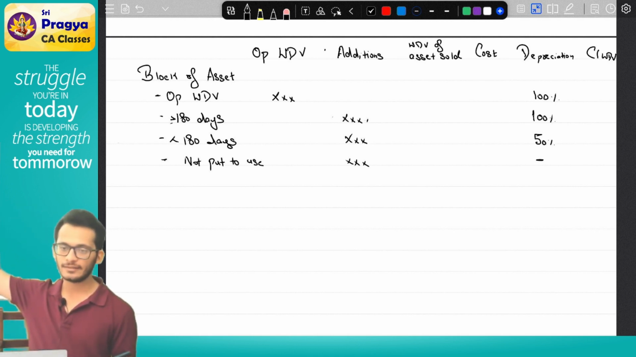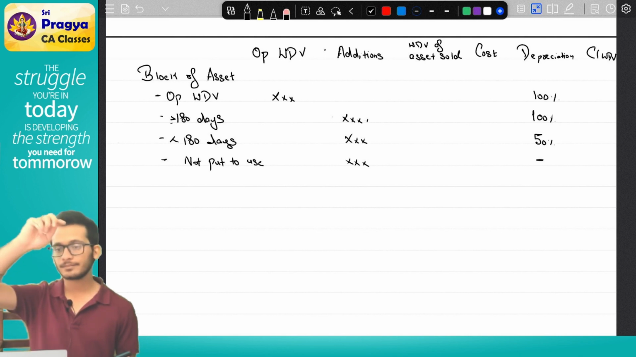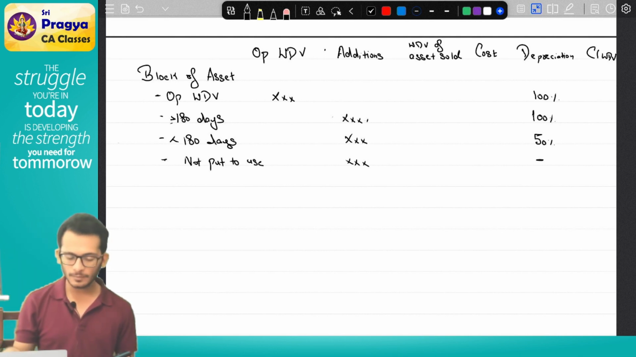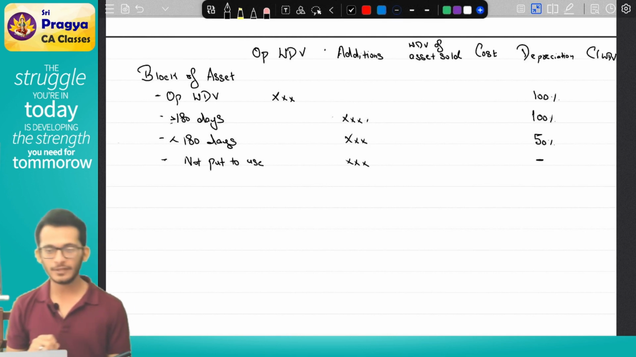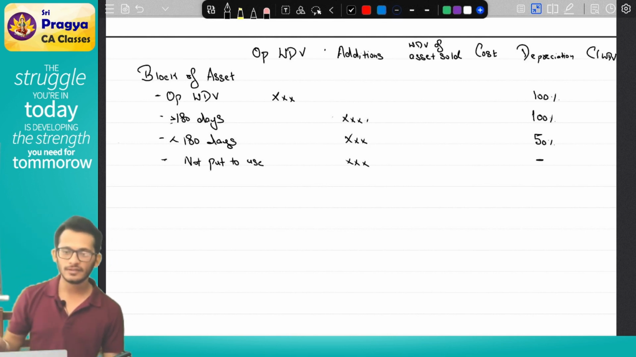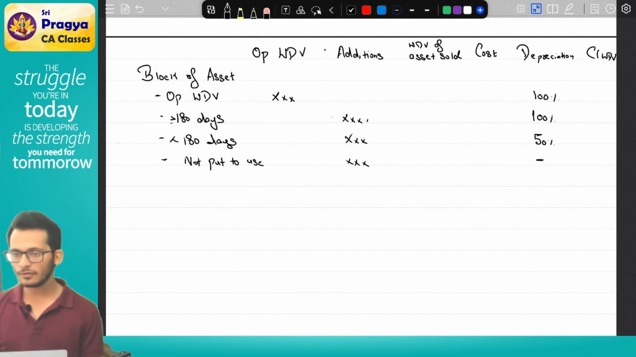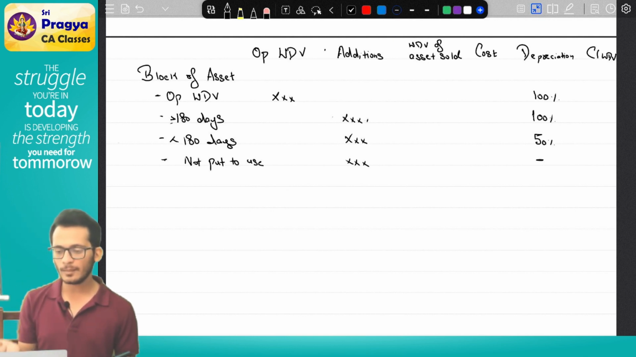Let's look at the headings. First heading is called opening WDV. What is opening WDV according to you? Opening WDV means closing WDV of last year. No doubts. Opening WDV means closing WDV of last year. Clear? Clear? Next heading is called additions.